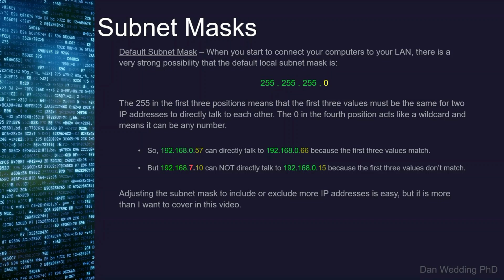So 192.168.0.57 can directly talk to 192.168.0.66 because the first three values match. But 192.168.7.10 cannot directly talk to 192.168.0.15 because the first three values don't match. Adjusting the subnet mask to include or exclude more IP addresses is easy, but it is more than I want to cover in this video.